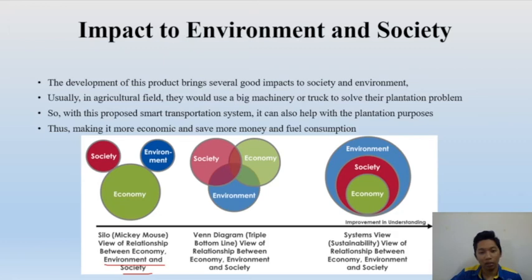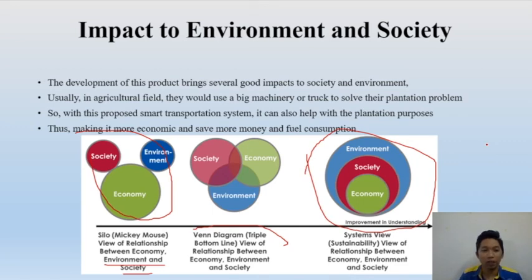So we can see from the picture the silo, which is the Mickey Mouse bracket, view of the relationship between the economy, environment, and society. We can see the diagram here. Okay. Next, the Venn diagram is triple bottom line. This is the view of the relationship between the economy, environment and society. So the society, economy, environment have correlation between themselves. And lastly, the system view of sustainability, view of relationship between the economy. This is the picture about that.